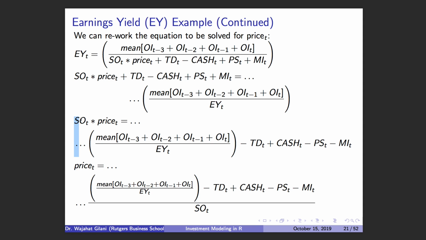All that's left is to divide out shares outstanding. I divide by shares outstanding, and now my price equation, by rearranging the formula for earnings yield, becomes this right here. All I have to do now is just plug in the numbers.